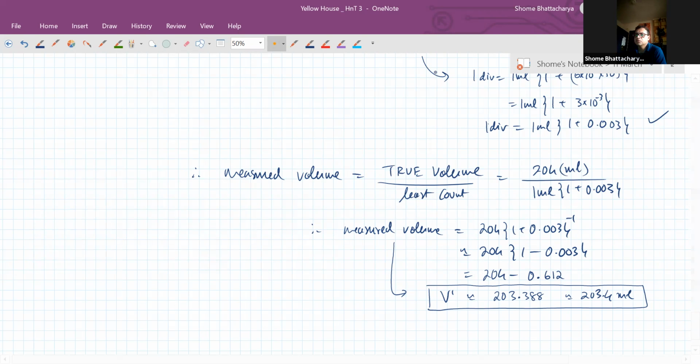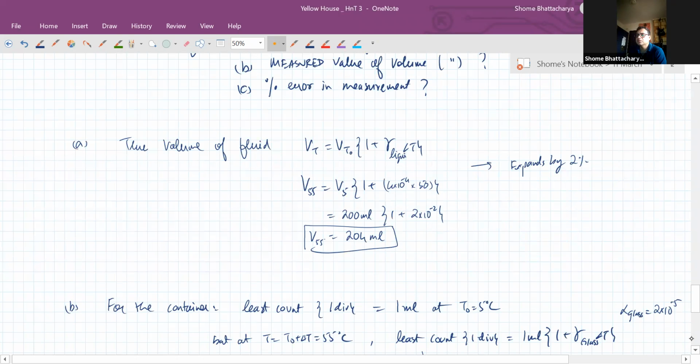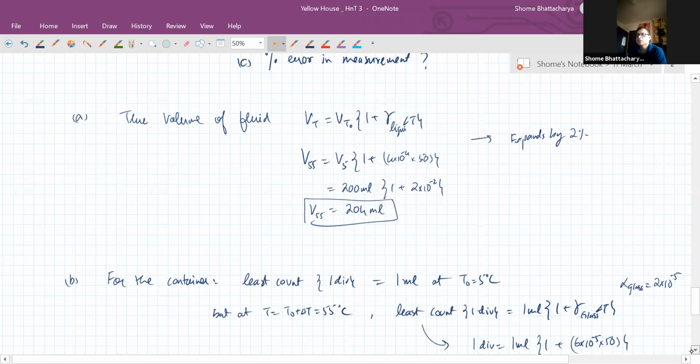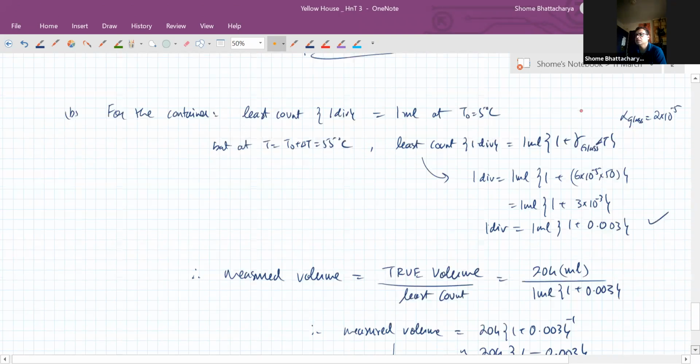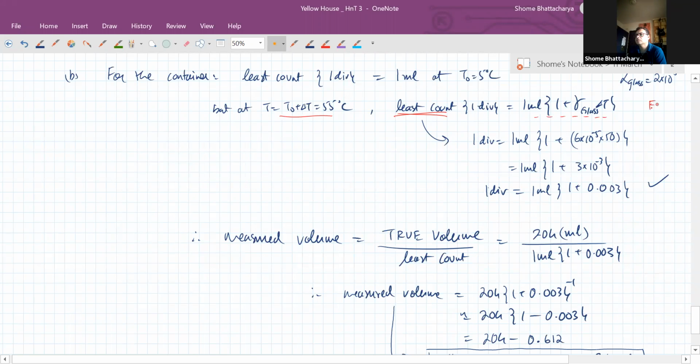So got it now? The least count of the container, which was accurate at 5 degrees C because it was calibrated at that point of time, was 1 milliliter at 5 degrees C. But at the new temperature of 55 degrees C, the least count of the container has become incorrect. It has an error in it because the container has expanded. So it has a wrong value of 1 milliliter into this factor. That's why it's going to measure less than the true value of volume. Yes, gamma is simply 3 times alpha, so we will substitute that here. Okay.